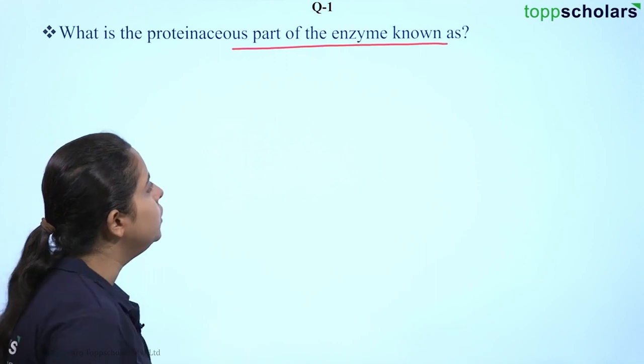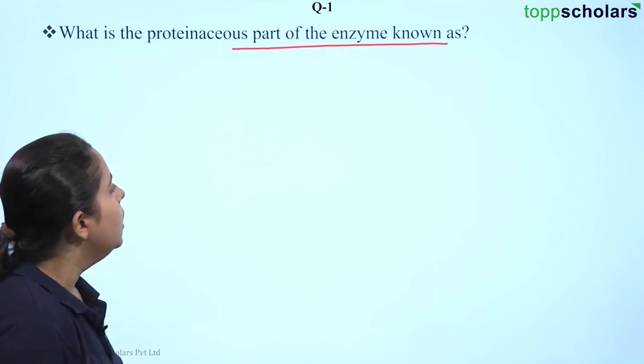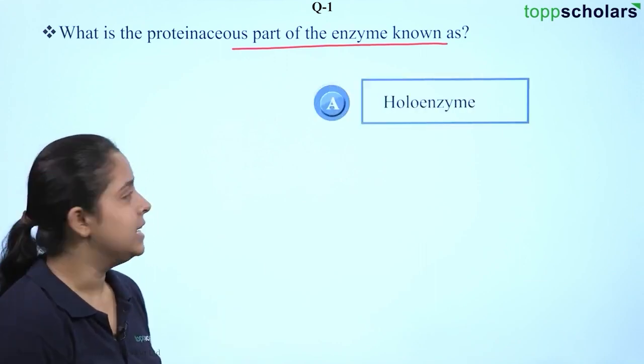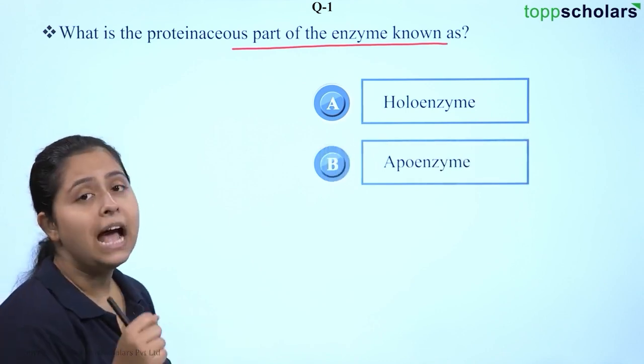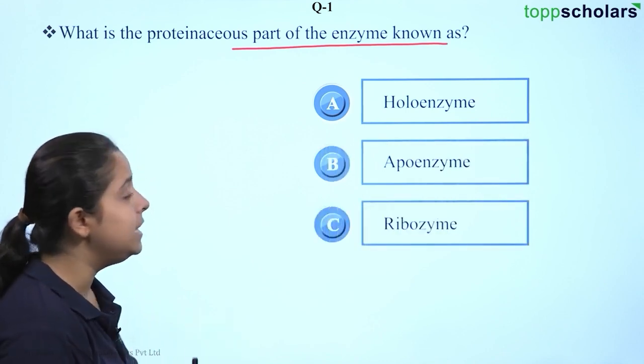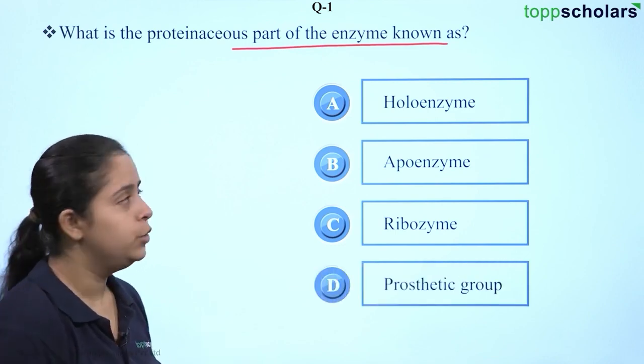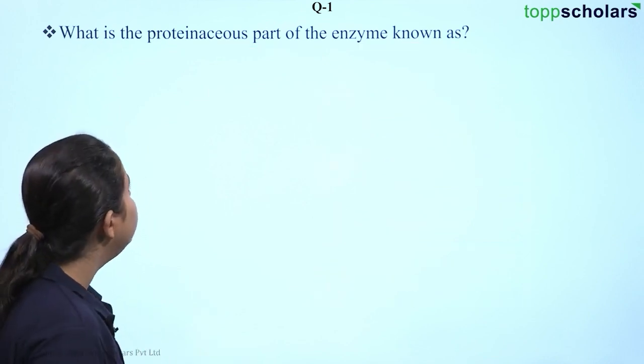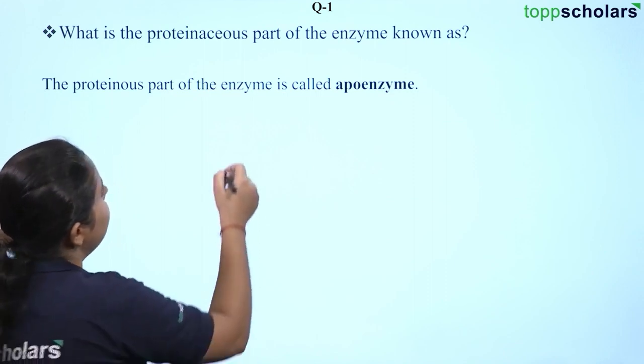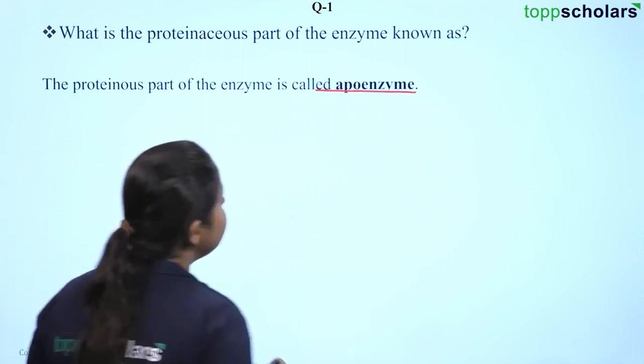Let us have a look at the options provided to us. Option A is holoenzyme. Then we have option B, which is apoenzyme. Option C is ribozyme. And last option D is prosthetic group. Okay. So over here, the proteinaceous part of enzyme is actually known as apoenzyme.